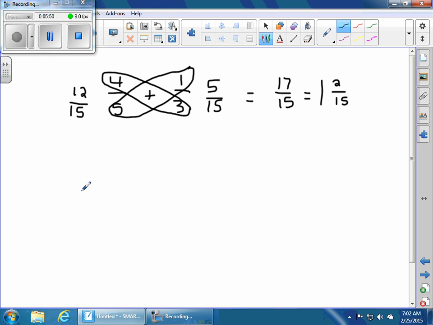Let's try one more. Let's take 8 ninths, and we'll do a subtraction problem this time. 8 ninths minus 1/4. So I'm going to use this butterfly method. I know that 4 times 9 gives me 36.